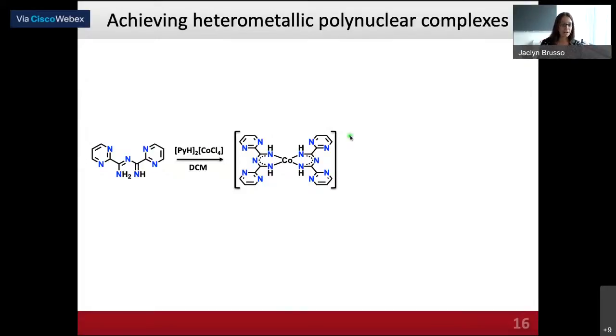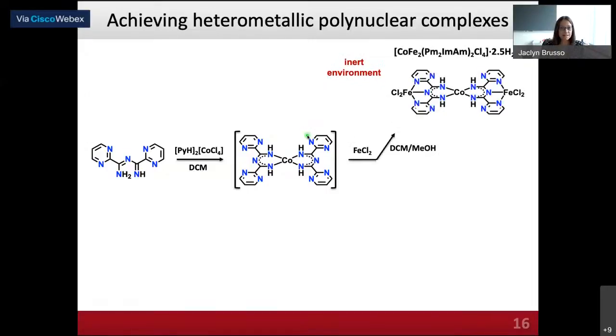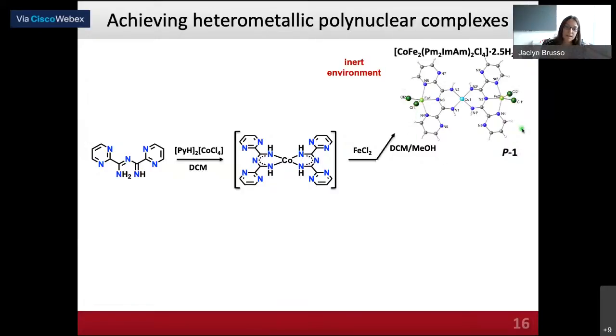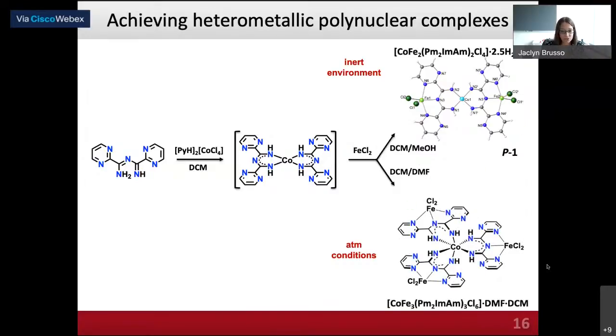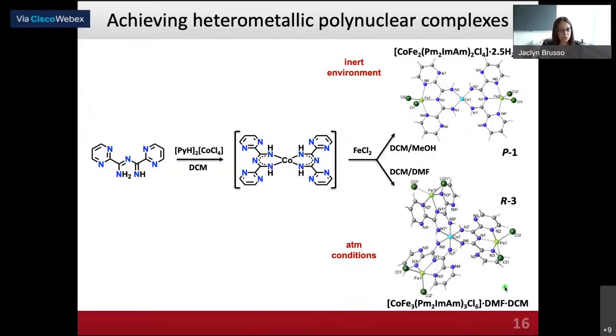But in this case, upon generation of our first coordinated core, we could then add a secondary metal to isolate, in this particular case, a trinuclear mixed metal iron cobalt system, or under atmospheric conditions, we could generate the tetranuclear mixed metal system with cobalt at the core and iron at the periphery. So again, by controlling the reaction conditions and the order and method of addition of our metal ions, we could selectively get these mixed metal systems.